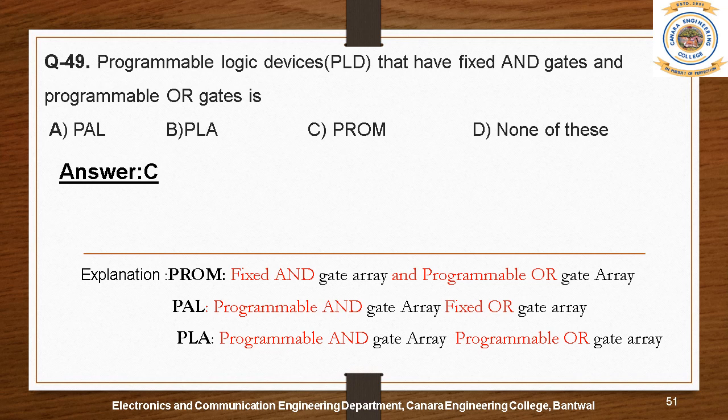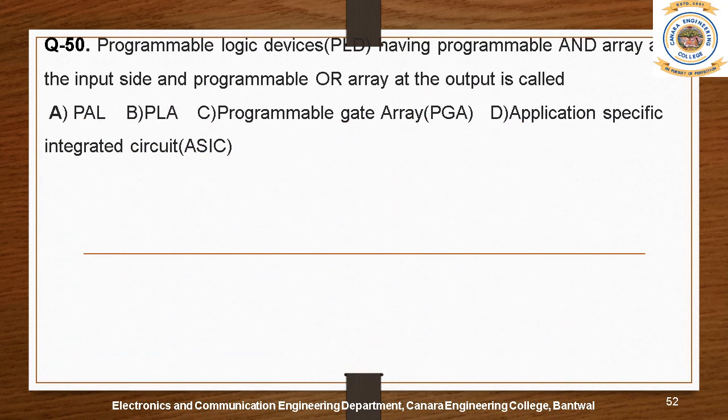So gate arrays are the structures where you can store the bits in those fashions. Programmable logic devices having a programmable AND array and programmable OR array, the output is called PLA, programmable logic array. That is what we discussed in the last slide also. So how many have we covered? Almost 52 questions in this.